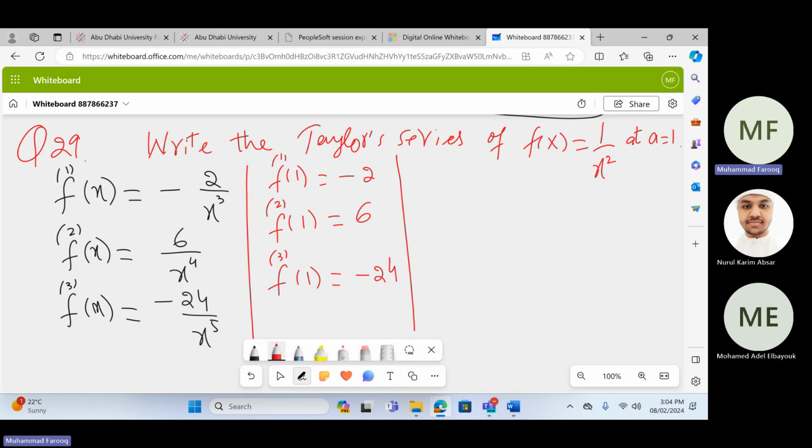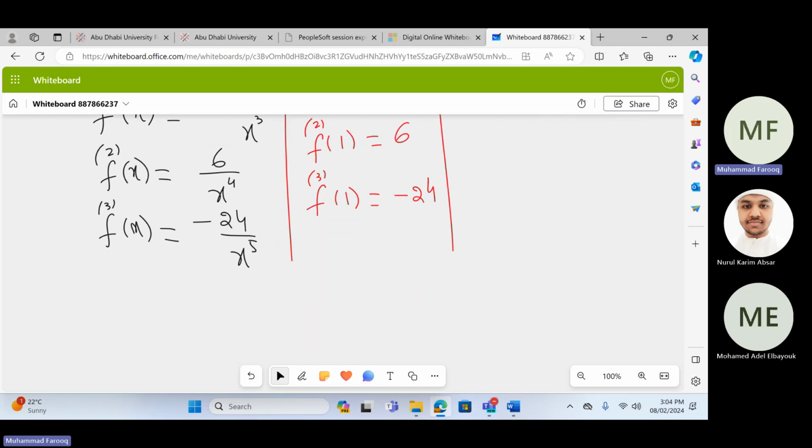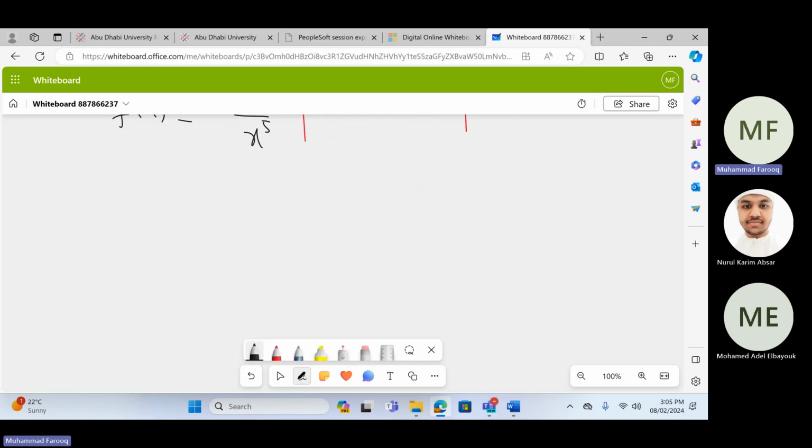So again, there is no order mentioned. The second question is an open question. The number of derivatives is infinite. So I told you how to approach the question. Initially, just get 3, and then calculate their values at the given point a. We have done that. Now, please make the Taylor series of this function, which is basically 1 by x squared.